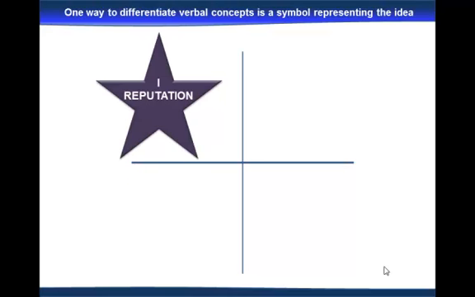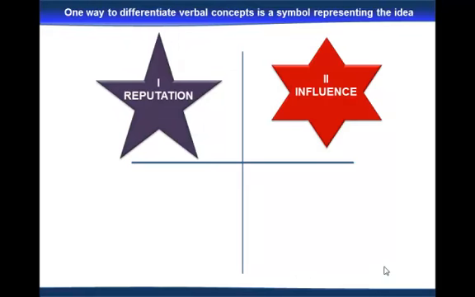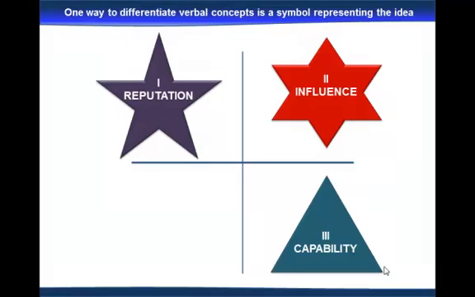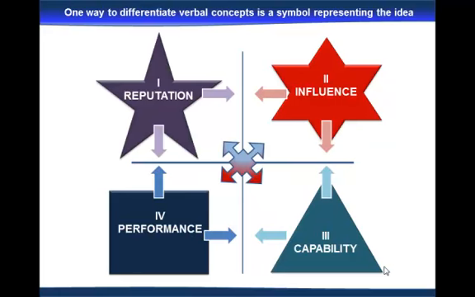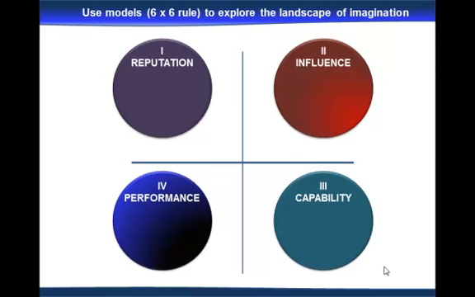Now, another way to look at these verbal concepts is to provide a symbol. So in the case of reputation, let's use a 5-pointed star. In the case of influence, let's use a hexagon, and for our capability, a triangle, and finally for our performance, a square. And again, let's look at these interactions using these definitions and these symbols, these colors. Now, at this point, I don't think we've really clarified what this model is trying to convey.